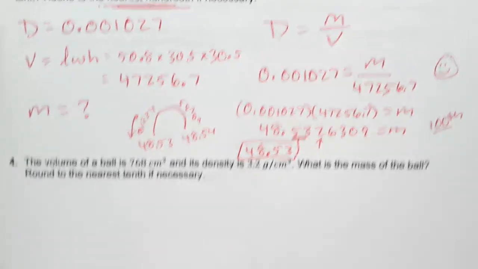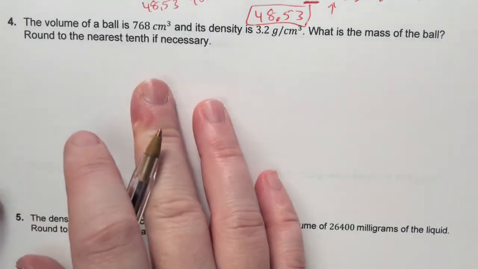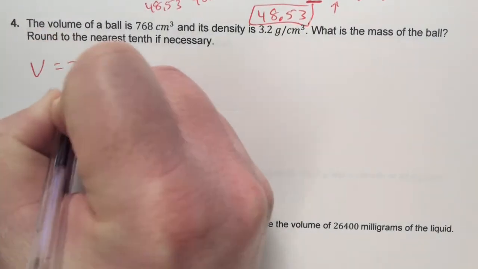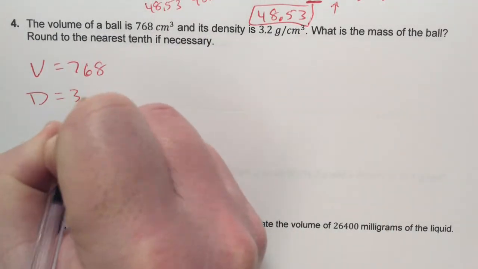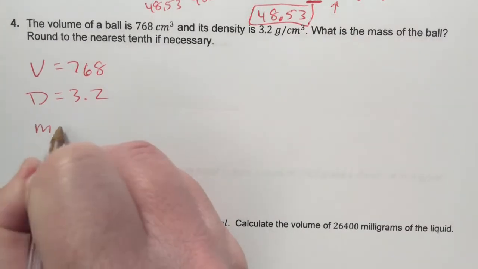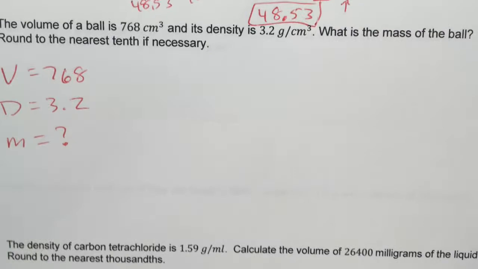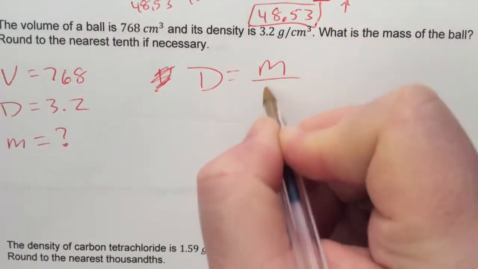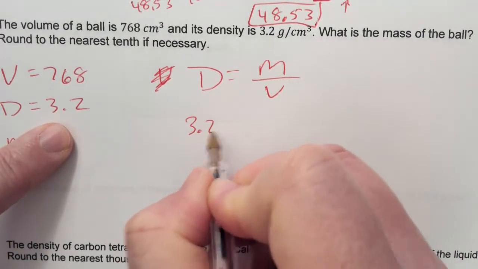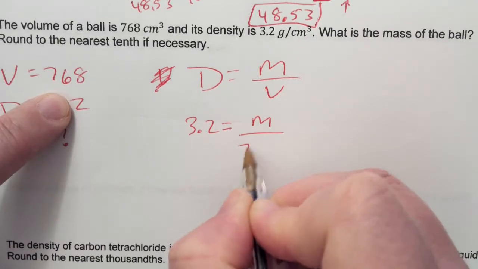All right, let's keep going. All right, so number 4. All right, the volume of the ball. So volume equals 768. The density, D, is 3.2. What is the mass? So we're looking for the mass. All right, pretty simple, right? Okay, so density breaks my heart. All right, 3.2 is equal to m, which is what we're looking for, over volume, 768.